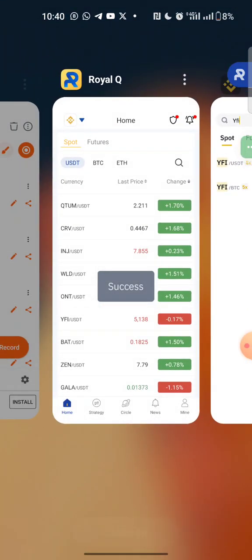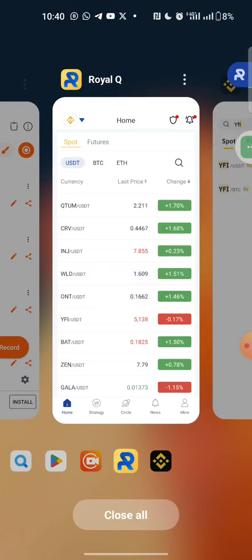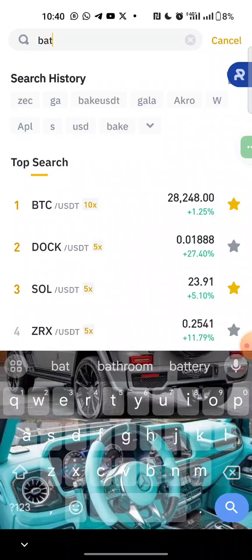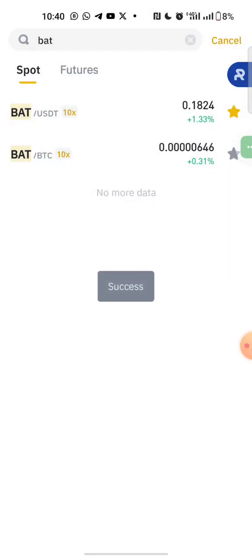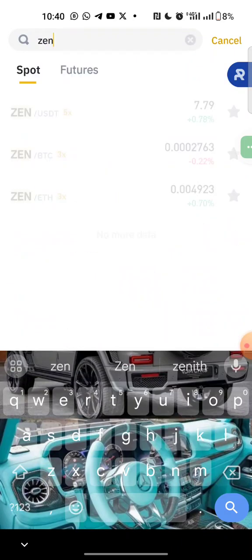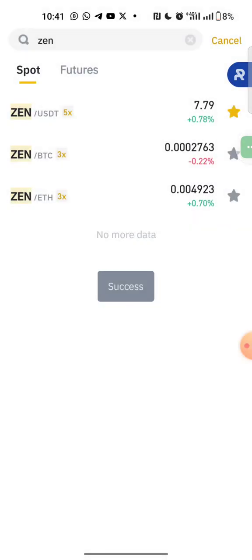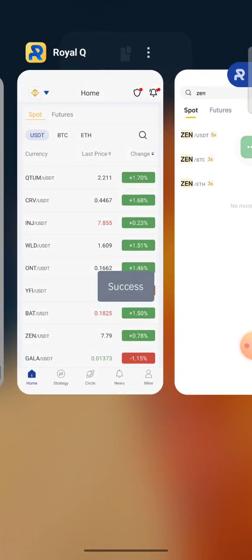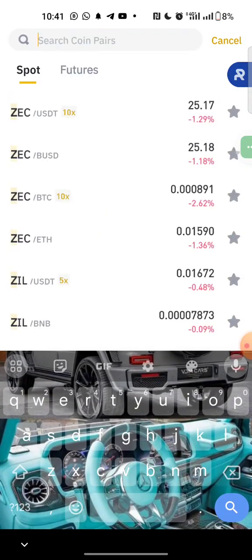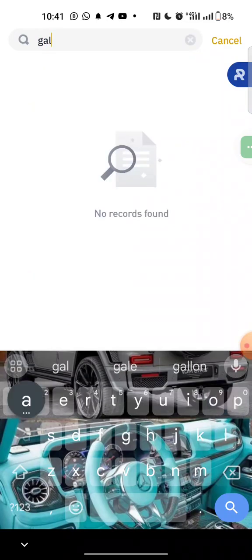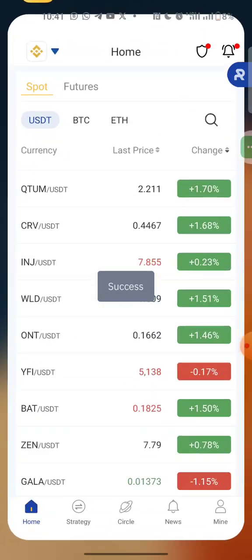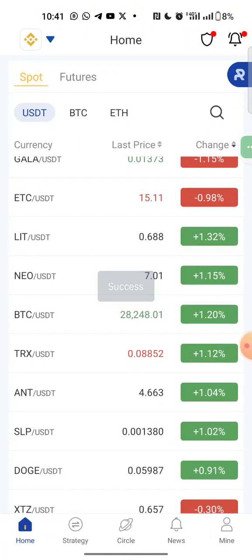So we continue with our list. We have BAT, ZEN, and GALA. So we have BAT USDT. Then we have ZEN USDT. Then we have GALA. You must look at the names clearly. There are so many coins. We are picking only those that are in the Royalq list because they are the best.